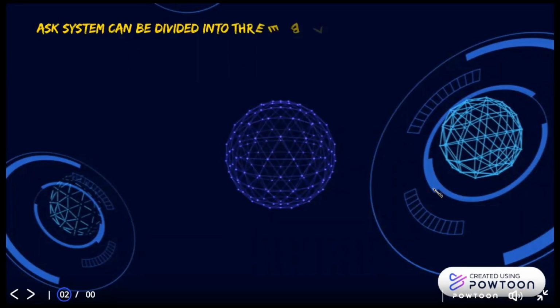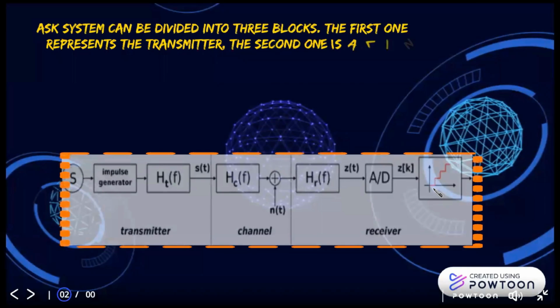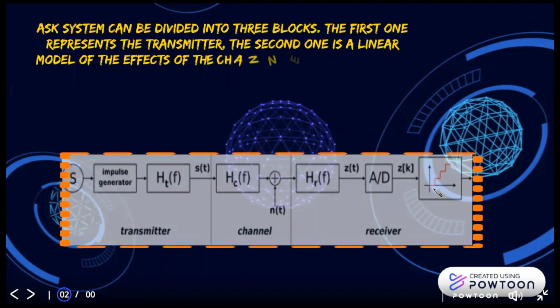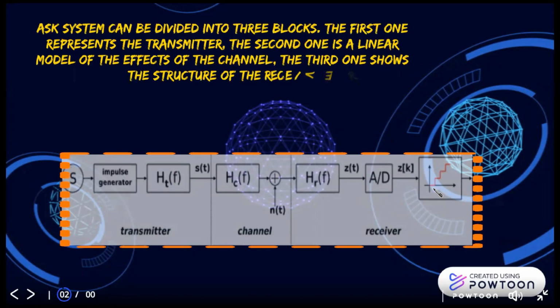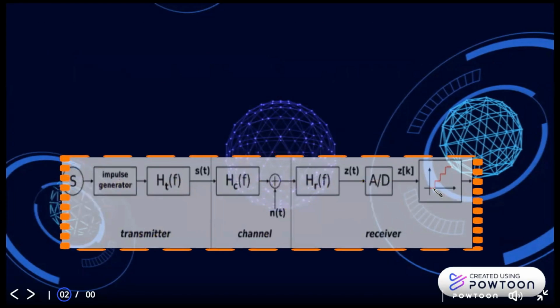The next one is the ASK system. The ASK system can be divided into 3 blocks. The first one is the transmitter. The second one is the linear model of the effects of the channel. And the third one shows the structure of the receiver.